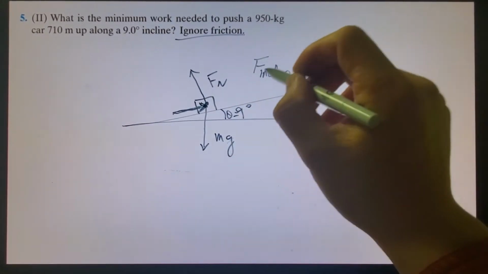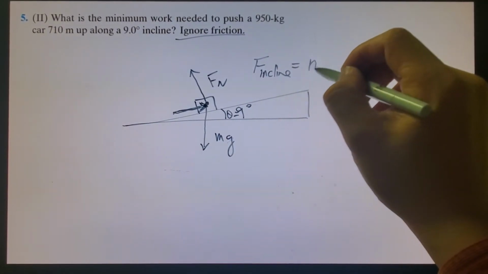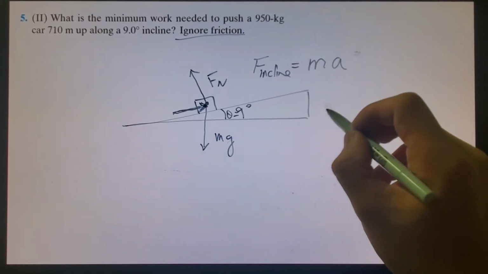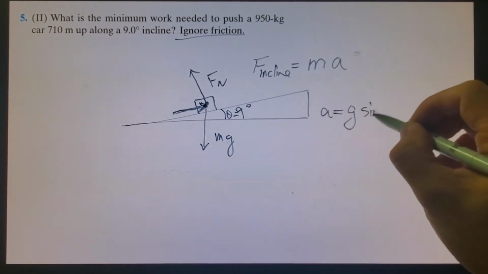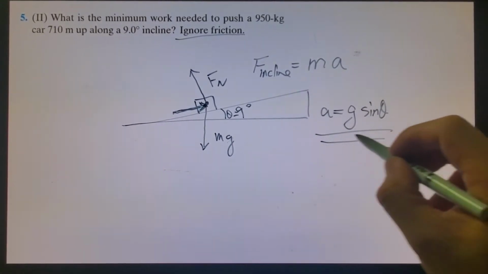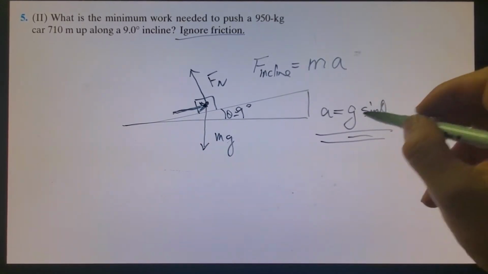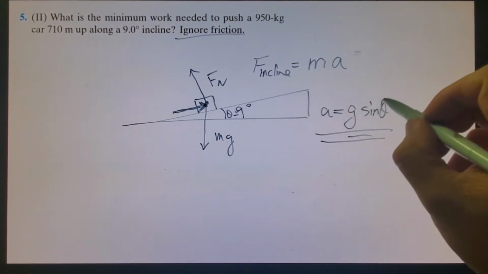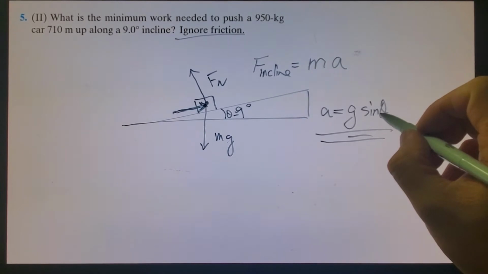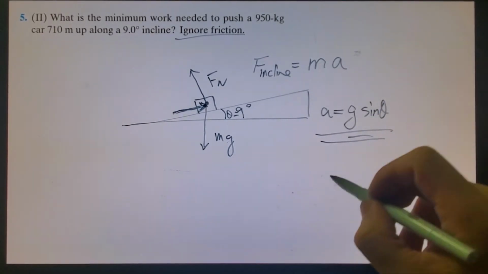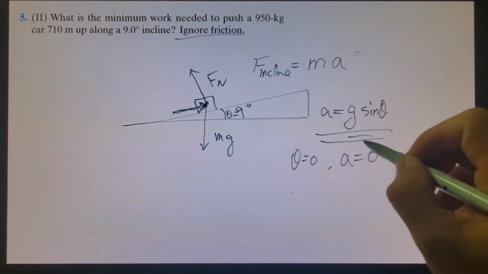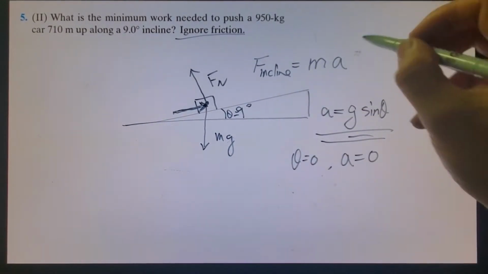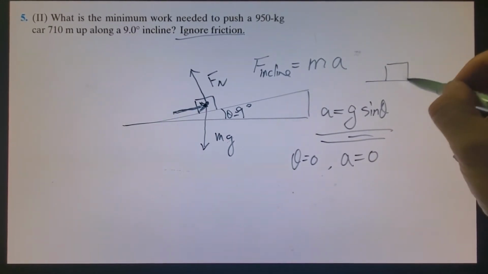equal to m times a, where a, if it is inclined like this, is equal to g times sine of theta. Okay, please write down this formula. Let's see whether this formula works. If theta is 0 degrees, sine of 0 is equal to 0, so when theta equals 0, a is equal to 0. That means when it's flat on horizontal, there's no acceleration, it just stays there.